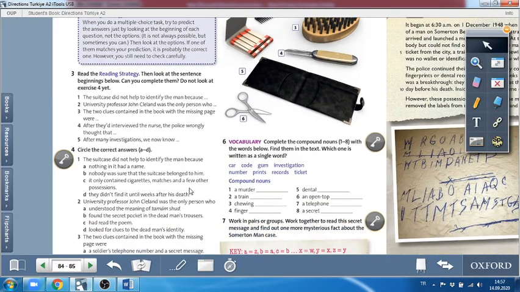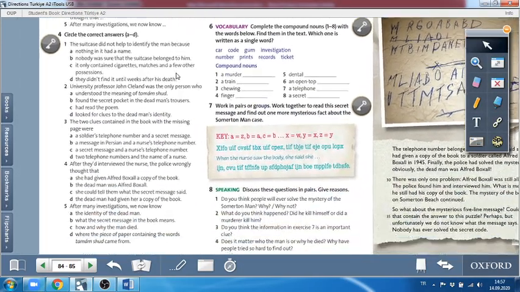Circle the correct answers. You can stop the video here and check the answers to these questions. Let's have a look at them. The suitcase did not help to identify the man because what? Why?